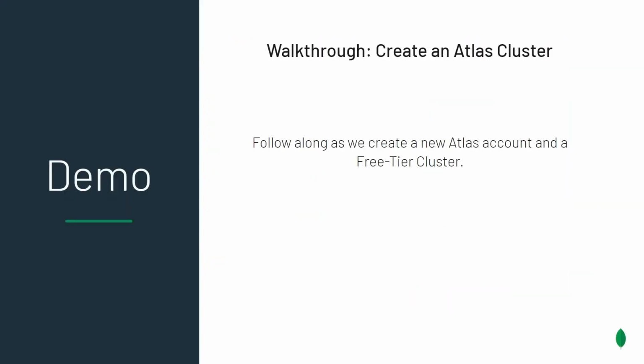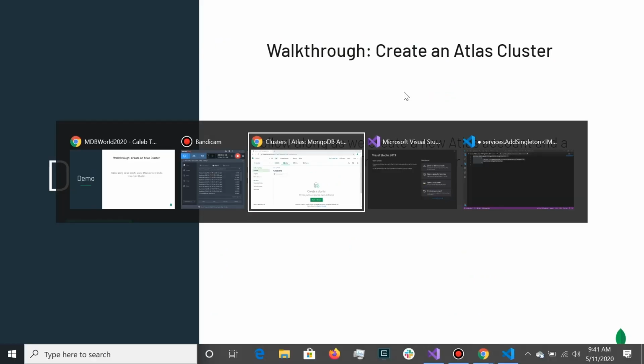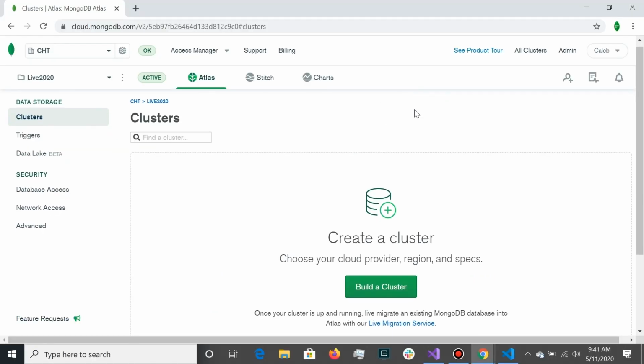So let's go ahead and take a look at Atlas. I'm going to switch to my browser here. Okay. If you don't yet have an Atlas account, go to cloud.mongodb.com and create a new account. It's free. Once you're in, you'll have the option to build a new cluster. So we're going to do that.